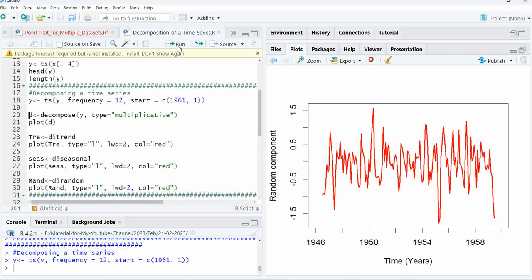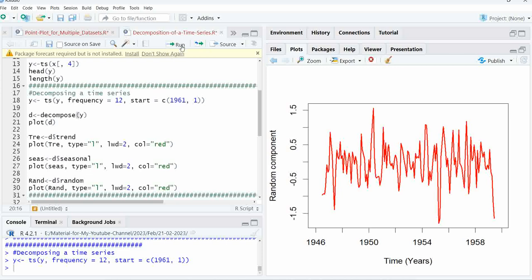And then you can use the decompose function to decompose this data. You can give multiplicative because I thought the seasonal component is varying over time. But if you don't mention this, R will by default automatically consider it an additive time series. So you should take care about your data, whether it is additive or multiplicative.